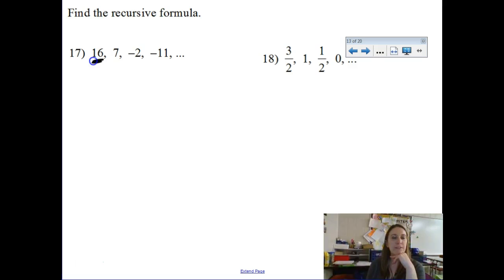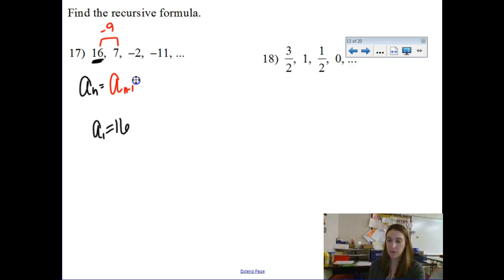Alright, so here we're going to write the recursive formula. First term, obviously we're starting with 16, so I'm going to write down first term is 16. For my recursive formula, if I could write it with words, that'd be nice, but it looks like we're just taking the previous term and then subtracting 9, or adding negative 9 to it. That's what I'm going to write down. The way you write previous term is a sub n minus 1, and then you could say plus negative 9, or you can just say minus 9.